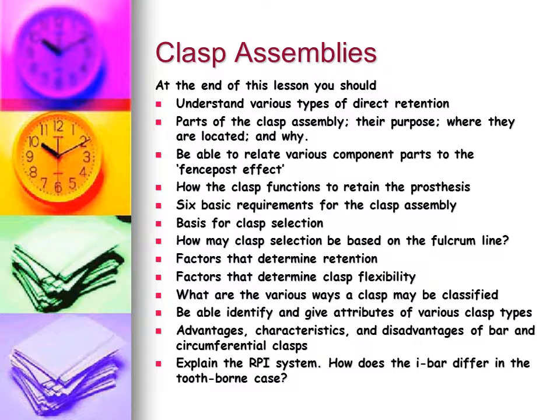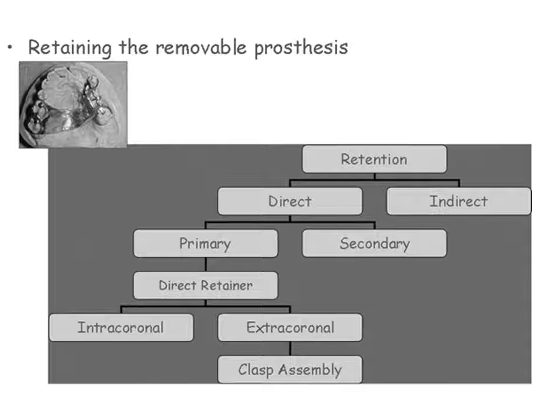The intent of this lesson is to become familiar with the types of clasps used in removable partial dentures. Specific objectives are listed above. The removable partial denture can be retained in a variety of ways under the category of direct retainers.